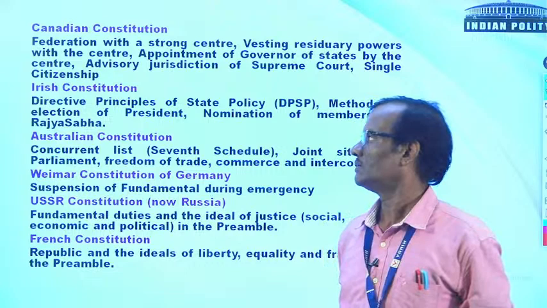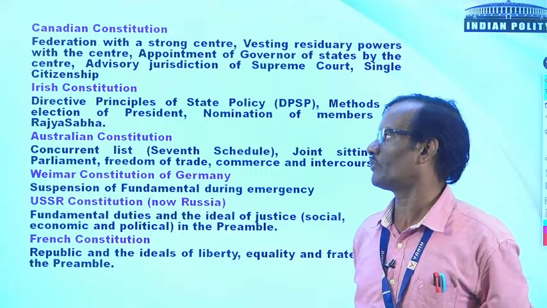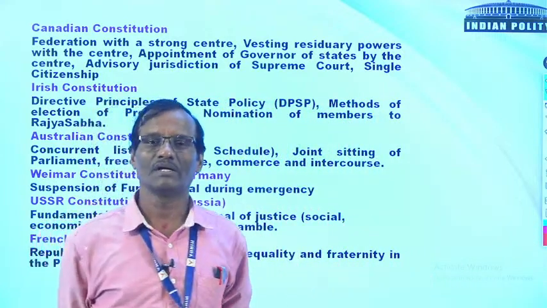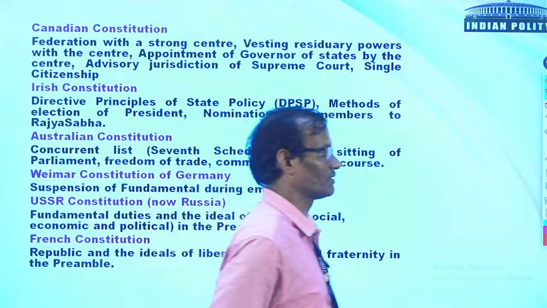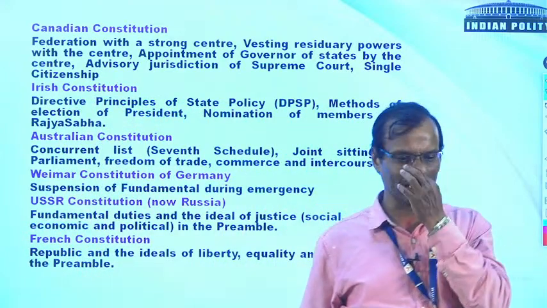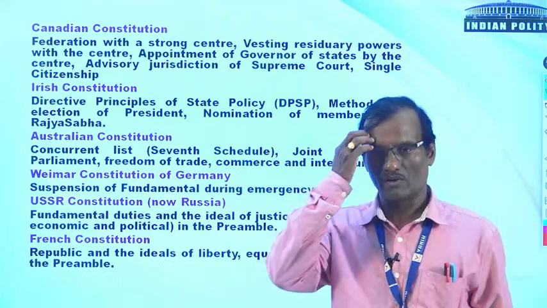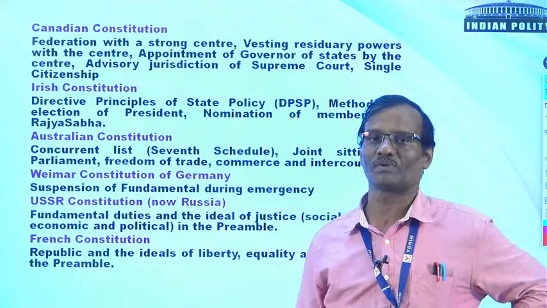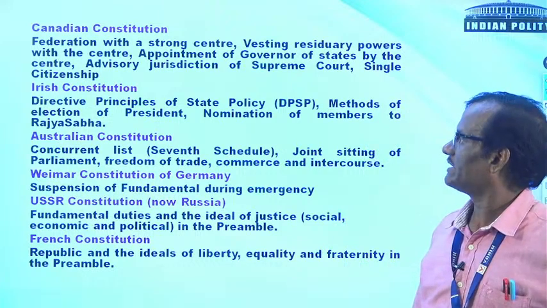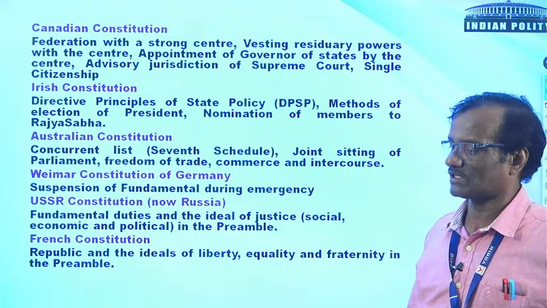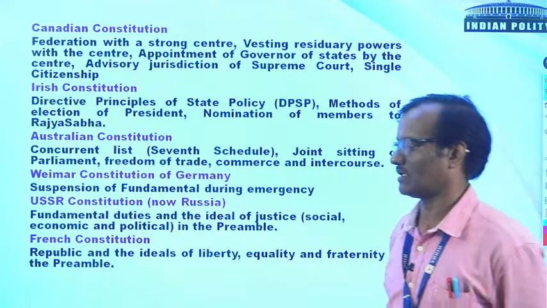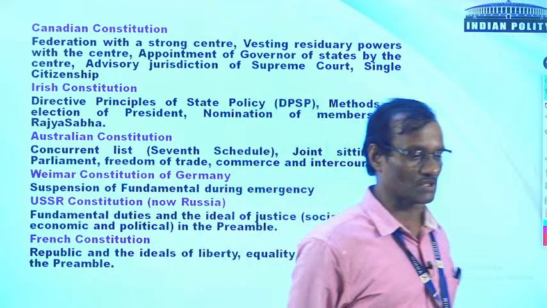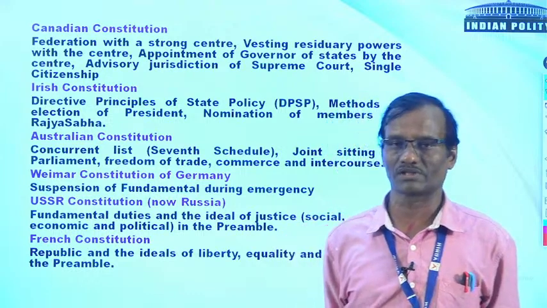Most important provisions that we have borrowed is from the Canadian Constitution, and the type of political system that we have today, a quasi-federal system, has been borrowed from the Canadian Constitution. Strong center, a federation with a strong center, is a concept that is borrowed from the Canadian Constitution. That means the center is in a stronger position than the states in many respects. There are more subjects in the union list than the state list, and the center also has exclusive authority over the union subjects in the union list.